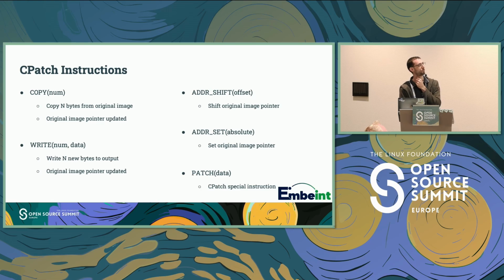So we've got a bunch of instructions for CPatch. Because we're focusing on simplicity, they are quite simple. We've got copy bytes, so copy from somewhere in the original input file to the output. We've got write new bytes to the output. We've got our 2 shift instructions for shifting where the input image pointer currently is. And then we've got the patch instruction, which is the CPatch special, and where we try and improve the efficiency through the observed patterns that we see.